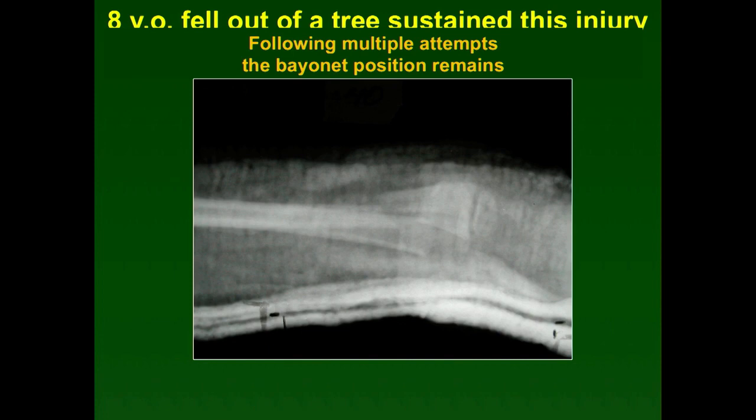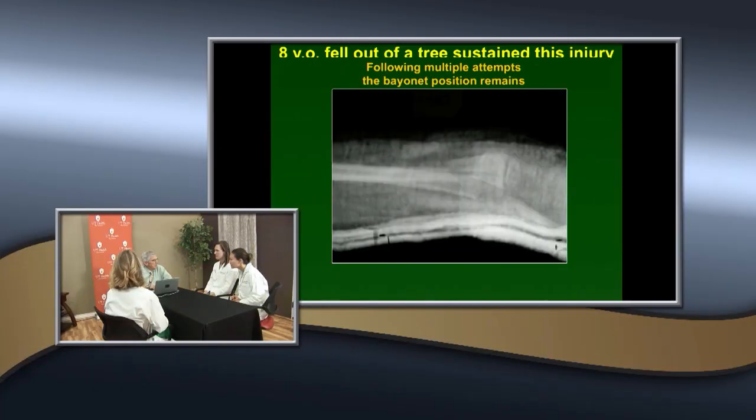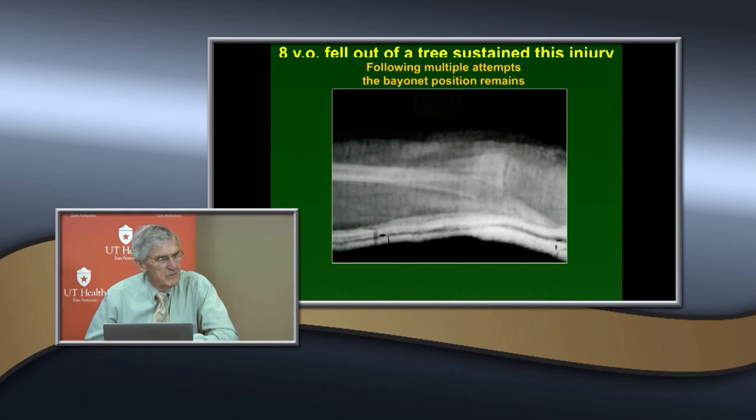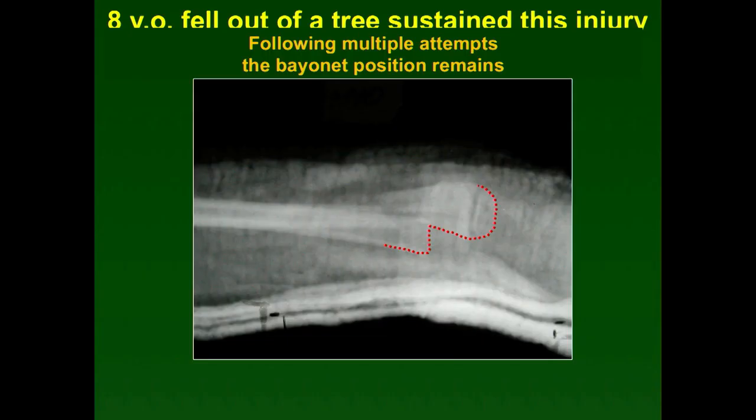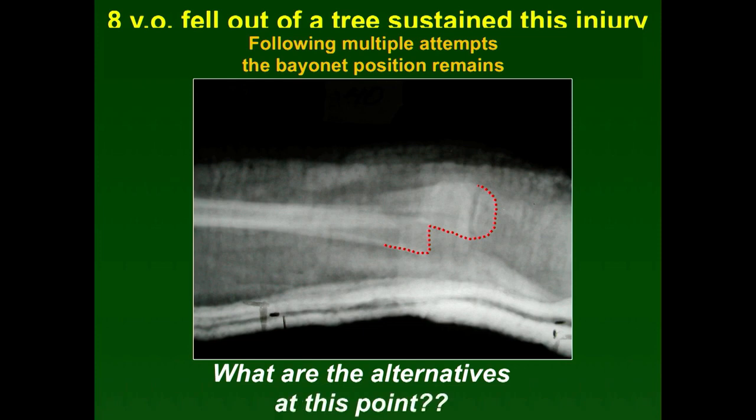So now what are we going to do? I got the OR. Huh? You got dorsal bayonet. What are we going to do? Go to the OR. Go to the OR? Why? Yeah. Okay. What are the alternatives? You can go to the OR, then you're going to put a scar on this patient. Well, you leave it alone because it's going to remodel.